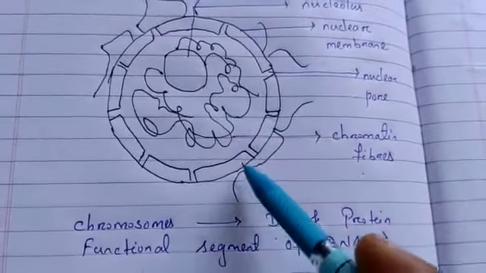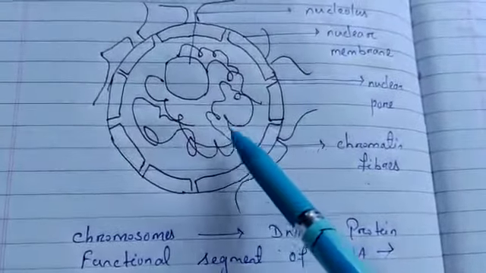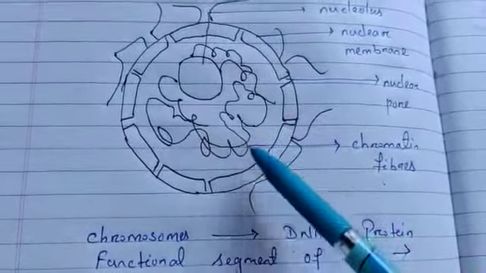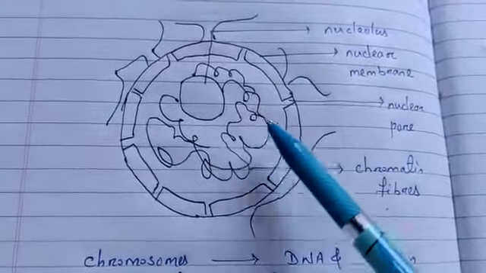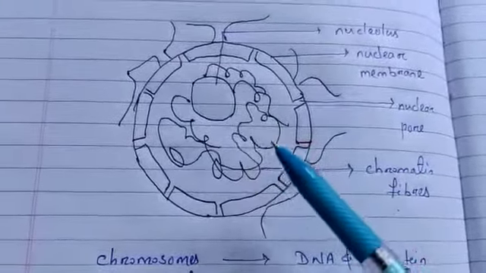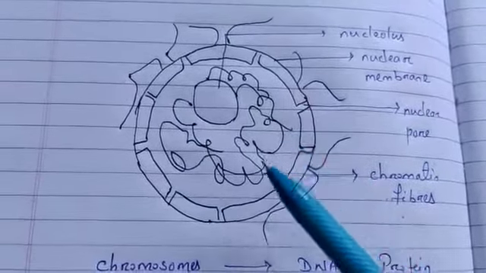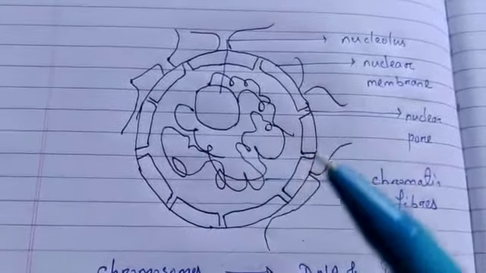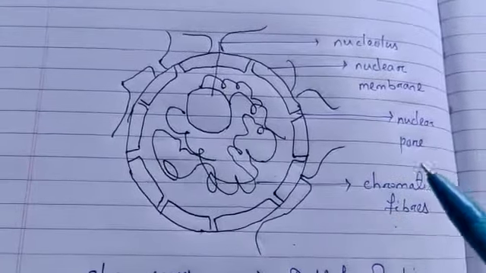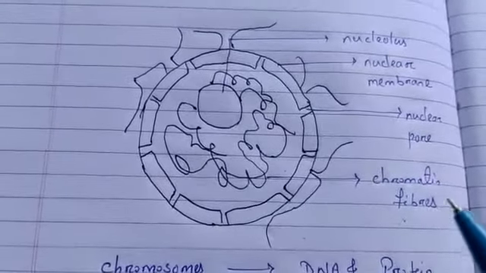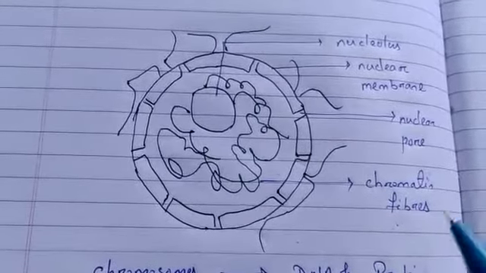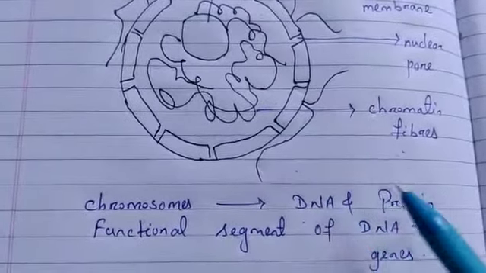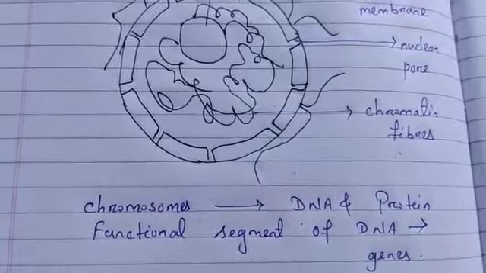So chromatin fibers look like an entangled mass of thread-like structures. When the cell is about to divide, these are organized into visible rod-shaped chromosomes. The chromosomes carry the information for inheritance of features from parents to the next generation in the form of DNA and protein, and the functional segment of DNA is called genes.